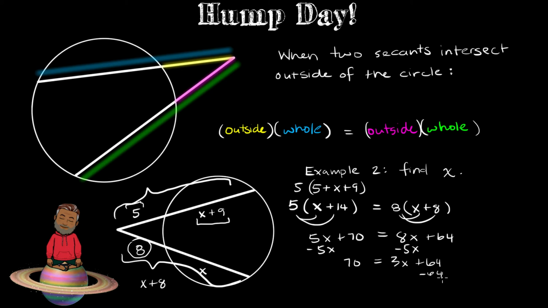And then we'll subtract 64 from both sides. 70 minus 64 is 6. So we have 6 is equal to 3x. Once you divide both sides by 3, we end up finding out that x is equal to 2. All right, so this is our first scenario. It's when you have two secants that are intersecting each other, and the relationship is that the outside times the whole thing must equal the other outside times the other whole thing.